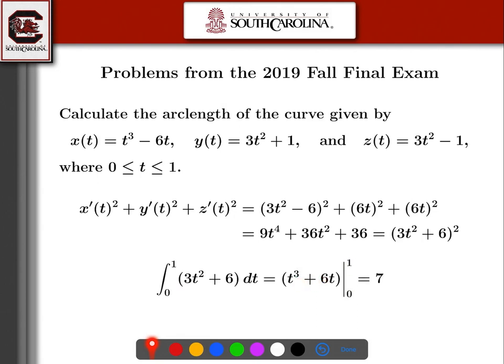At 1, we get 7. And at 0, we get 0. So we're just going to end up with 7 for our answer. So the arc length then is 7. And that finishes the second example.